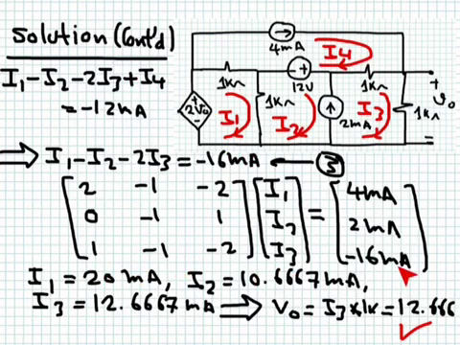I reorganize these equations and I solve them. I got this value here, okay? And I got I3 as 12.667 milliampere. This means that the voltage drop, the output, is equal to this current I3 multiplying 1K. And this will give you 12.6667 volts, which is exactly the same answer we got earlier using nodal analysis. So whether you use loop analysis or nodal analysis, you get exactly the same answer for any problem.